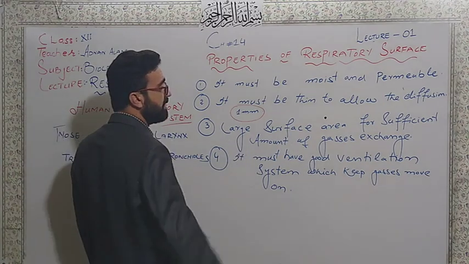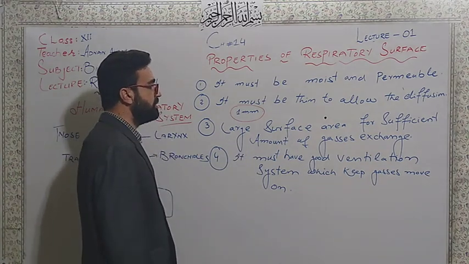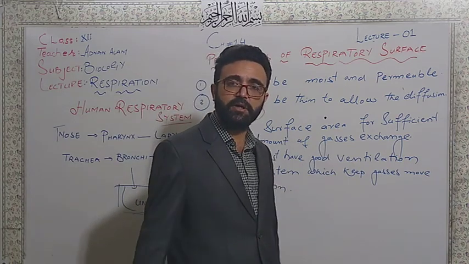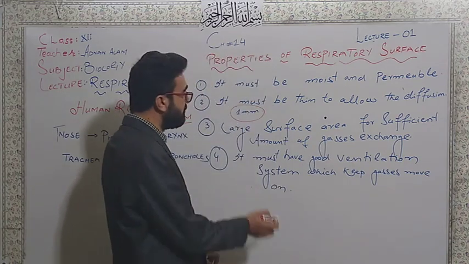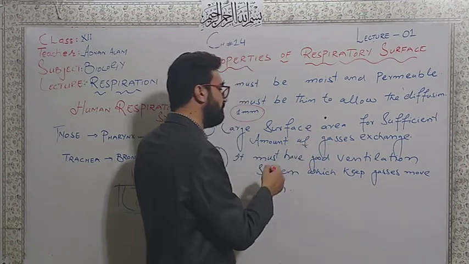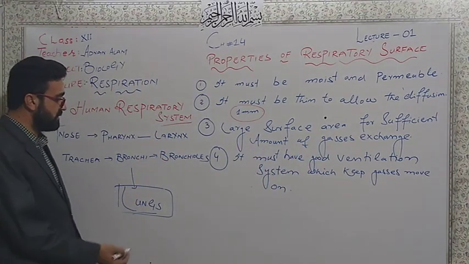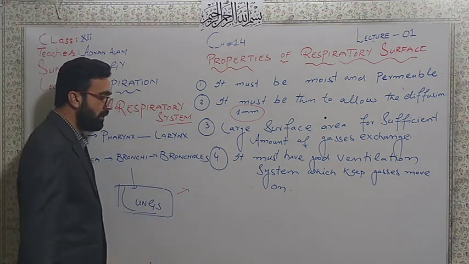And third, large surface area for a sufficient amount of gaseous exchange. We need a large surface area. And fourth, it must have a good ventilation system which keeps the gases moving. Let's check the lungs for these 4 properties.